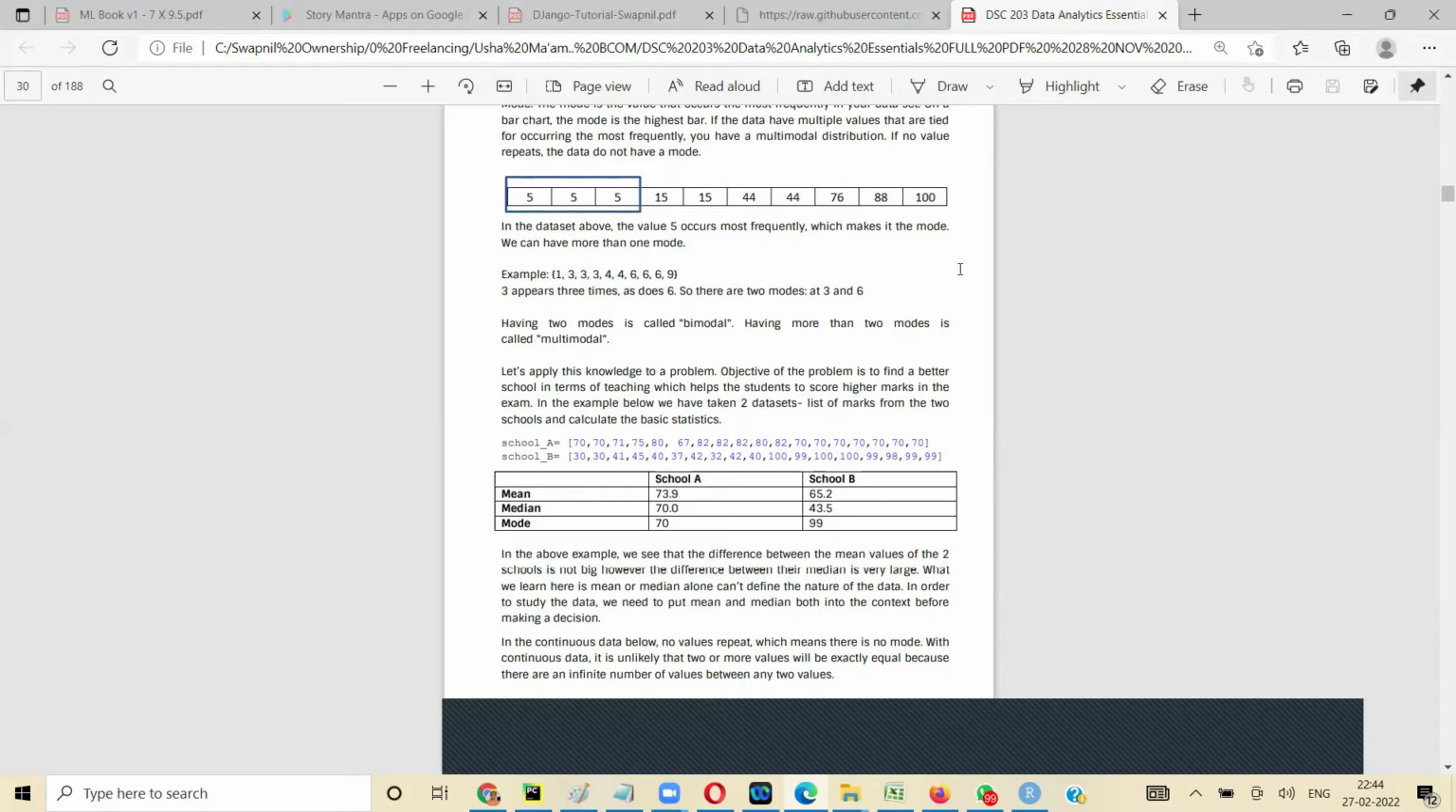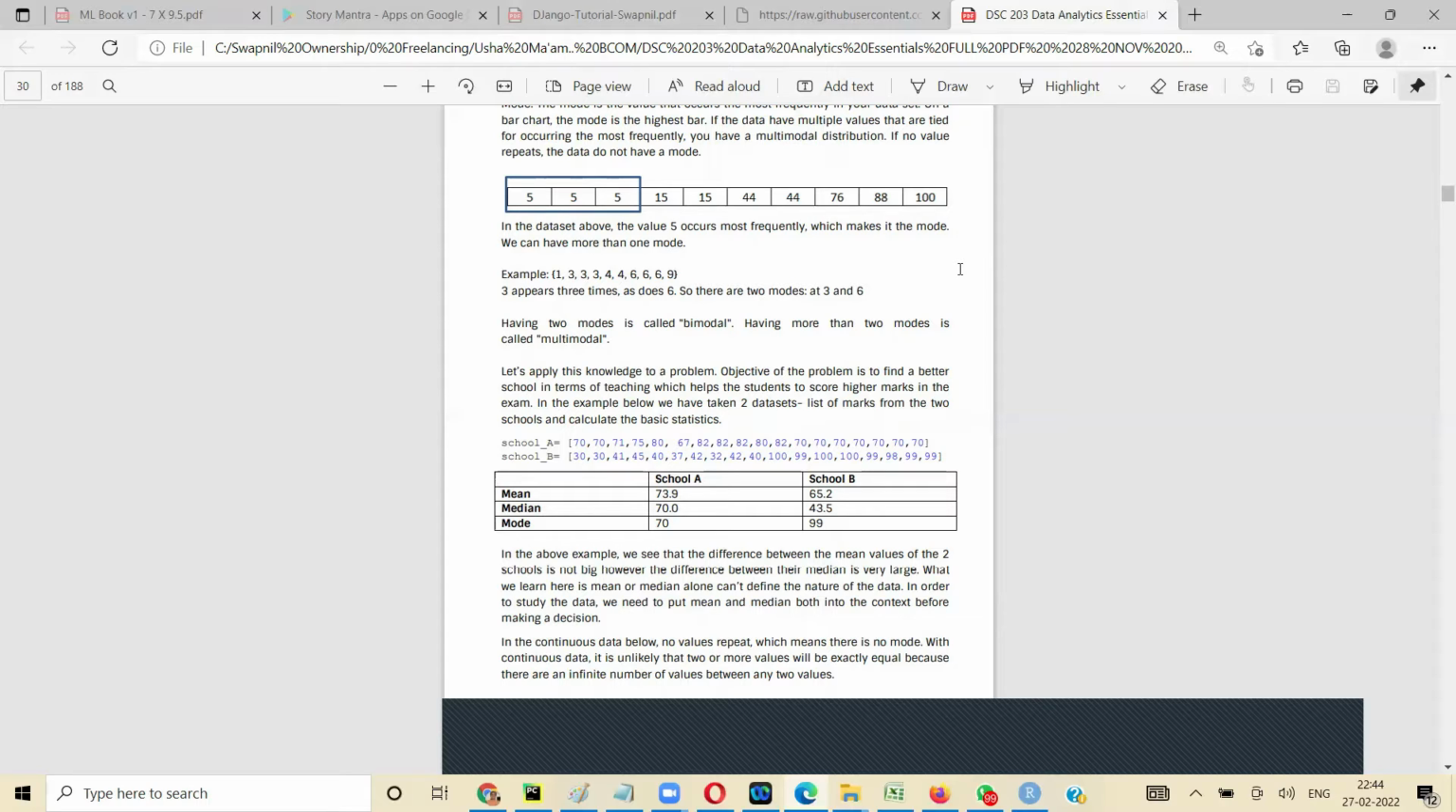Everybody wants to be better than the rest, isn't it? In school B, you'll have people who are better than the rest, but in school A, they're all almost in the same range. You can see the data: in school A, it is all like 70, 70, 71, 80, almost within a 5 marks range. In school B, you have 30 as well, you have 99, 100 as well.